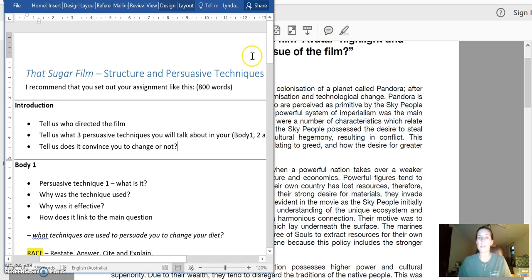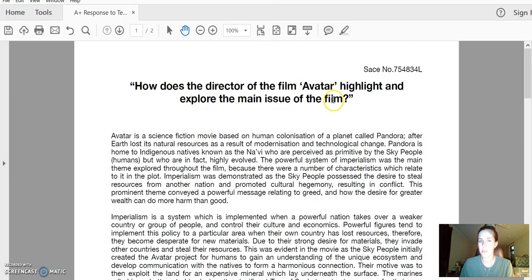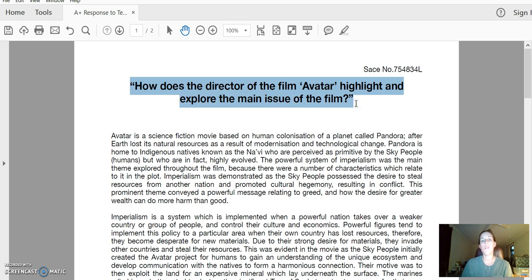Obviously they have a different question to you, which was how does the director of the film Avatar highlight and explore the main issue of the film? And your question is, how does the director use techniques to convince you to change your diet, and does it work? Still similar, we're answering a question about director and techniques used. Obviously you can see that she's got her SACE ID number at the front, and the title of the question is her essay topic. You will also have the other 2 things I require up here, which is the task and stage 2 EAL.